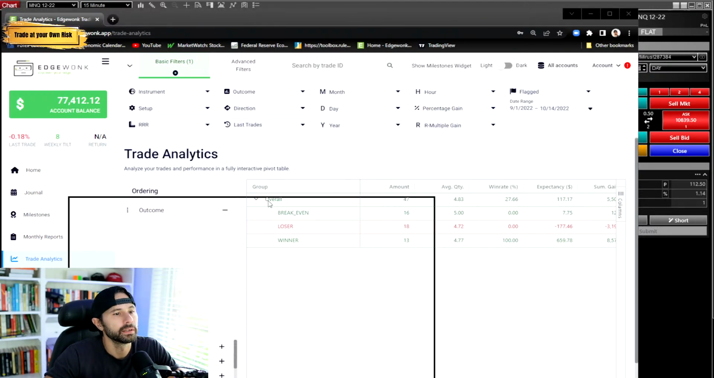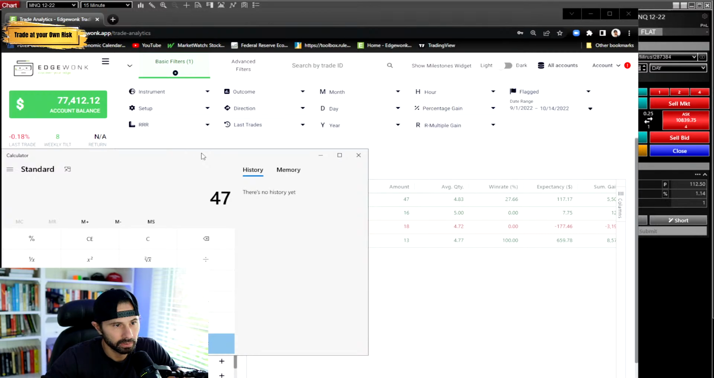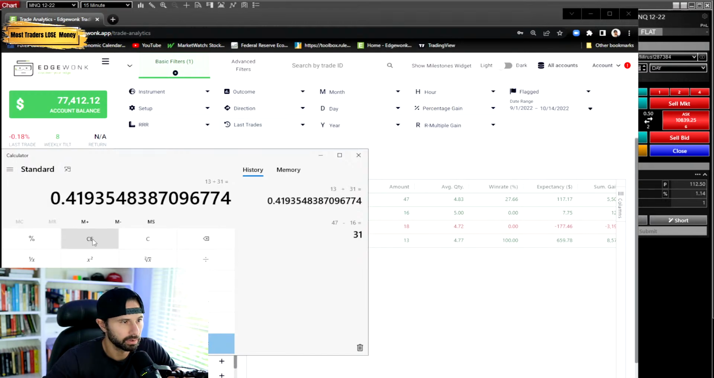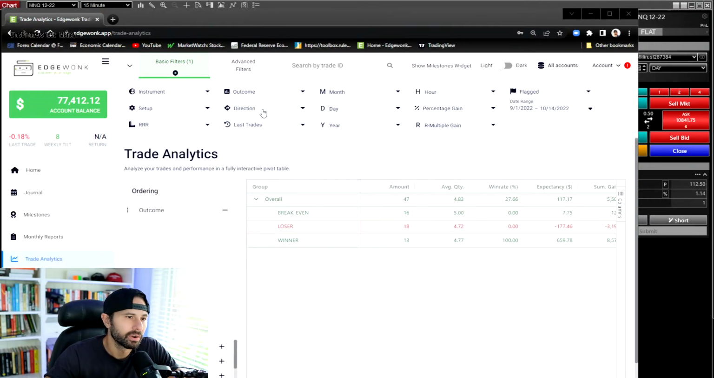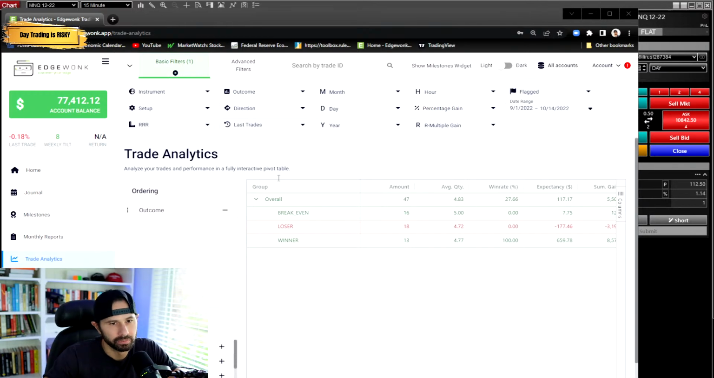So it will be 47 minus 16, right? It's 31. So it's 13 divided by 31. That's my real winning hit rate, like win rate, 42%. It's going slightly above. This is improving very, very marginally.